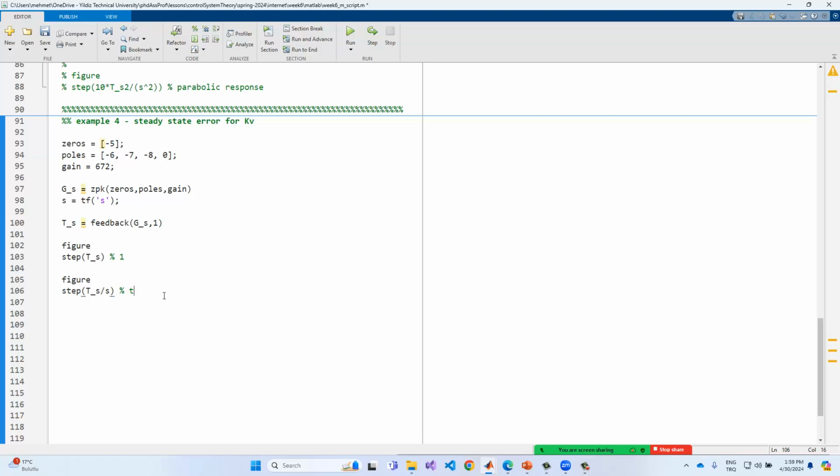Okay? And so how can we calculate these values based on this information? Just remember that we can generate our responses in here. Time and output can be obtainable. Output is the step of TSNS, right?